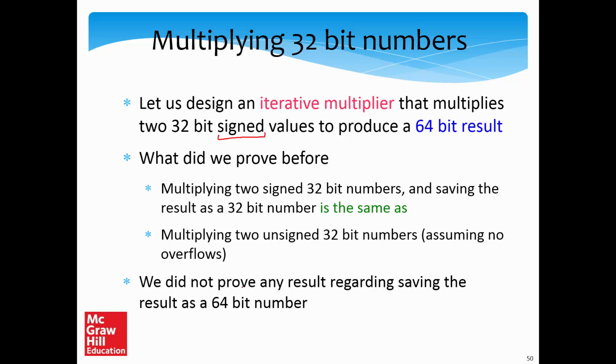So what did we prove before? Well, we proved before that multiplying two signed 32-bit numbers and saving the result as a 32-bit number is the same as multiplying two unsigned 32-bit numbers, assuming no overflows, right? So what we have essentially proven in chapter 2 is that, if you can go back to chapter 2, if there are no overflows, then we can very well see, and let's say we want to multiply two signed 32-bit numbers, which can be positive or negative.